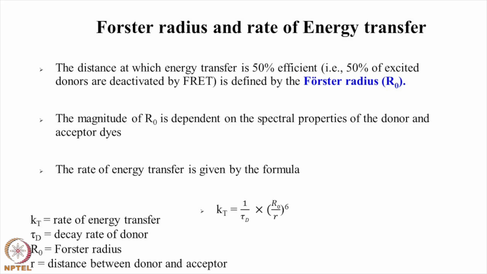The distance at which 50% efficiency happens, where the excited donor is deactivated by FRET, is defined as the Forster distance. The magnitude of R0, the Forster distance, depends upon the spectral properties of the donor and acceptor dyes, so it is a dye dependent phenomenon. The rate of energy transfer is given by the formula kT = (1/τD)(R0/r)^6, where τD is the decay time of the donor, R0 is the Forster distance, and r is the distance between donor and acceptor. One can get the transfer efficiency, the distance between donor and acceptor, and even the orientation vector.